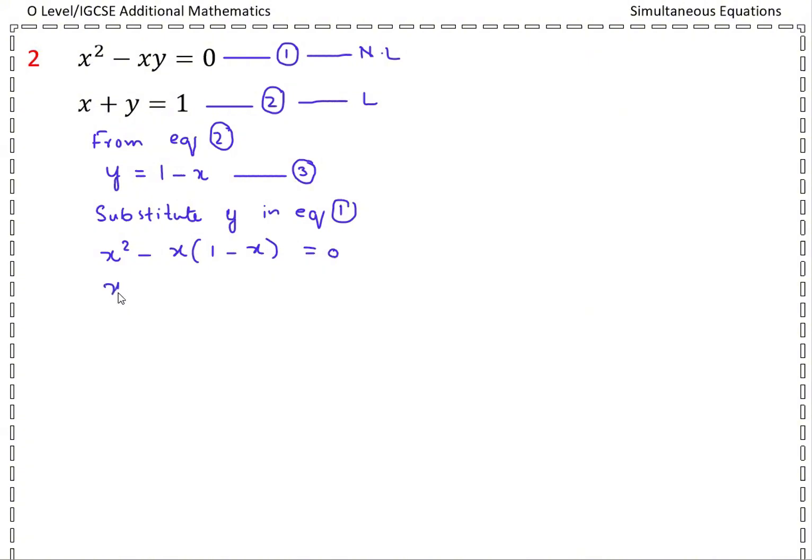We will simplify: x squared minus x plus x squared is equal to 0. 2x squared minus x is equal to 0. We will take x as common: x, 2x minus 1 is equal to 0. Whenever we have an equation without a constant, we can simply solve it by taking common.